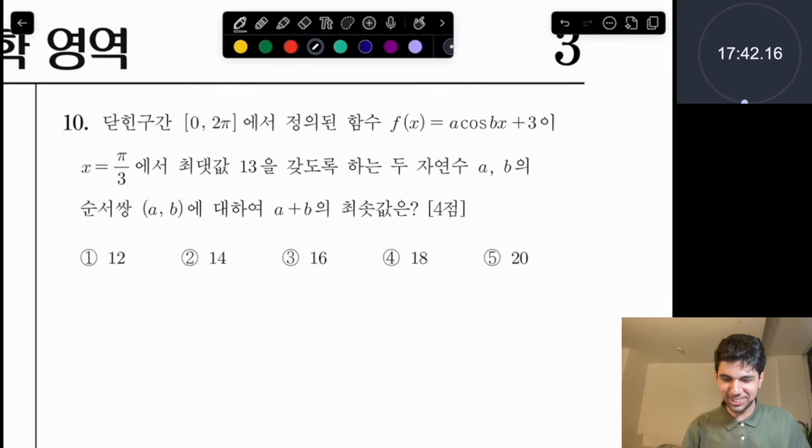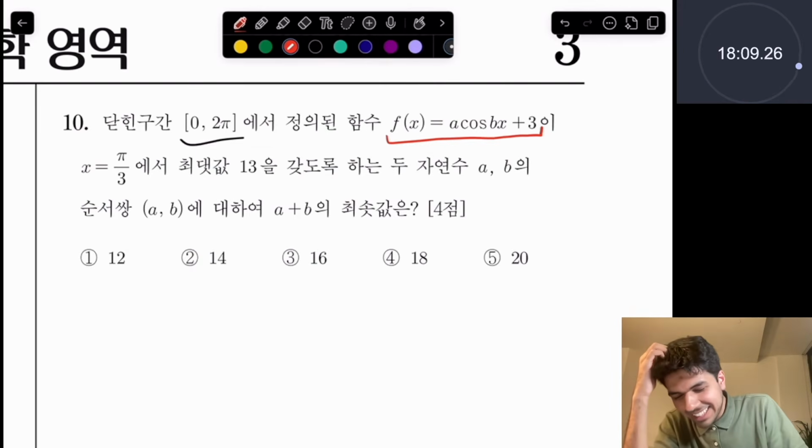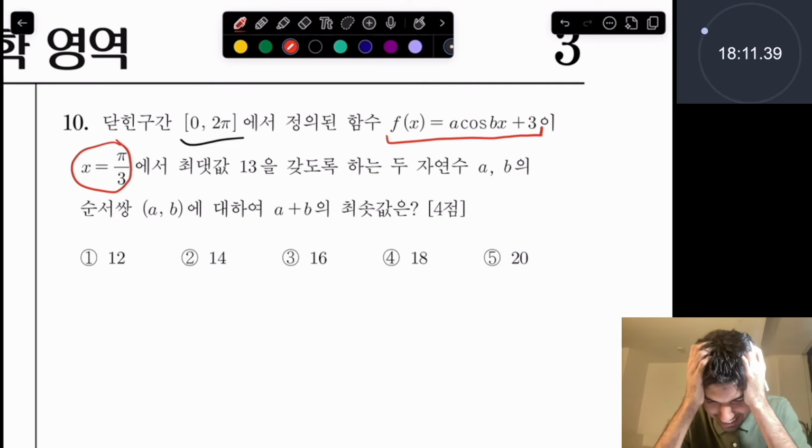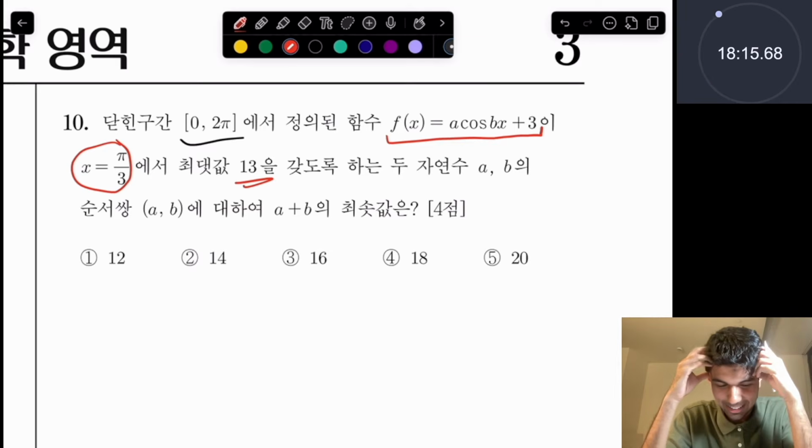Now we're in deep, deep trouble. That is way more Korean than I've seen thus far. X equals pi over 3, and there's some number 13, but I don't know what the 13 relates to.